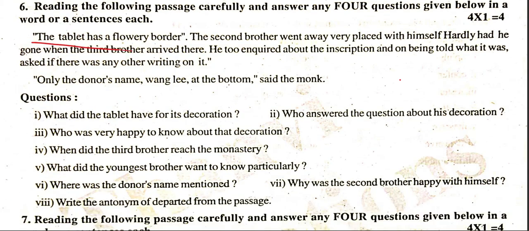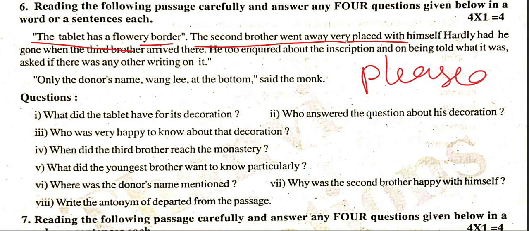The tablet has a flowery border. The second brother went away very pleased, not pleased, it's pleased. Very pleased with himself. Hardly had he gone when the third brother arrived there. He too inquired about the inscription, and on being told what it was, asked if there was any other writing on it. Only the donor's name, Wang Li, at the bottom, said the monk. Now, this passage has been taken from the short story The Short Sighted Brothers. If you have studied, we have a total of 5 short stories. So, this passage has been taken from The Short Sighted Brothers. Now, let us look at some questions.